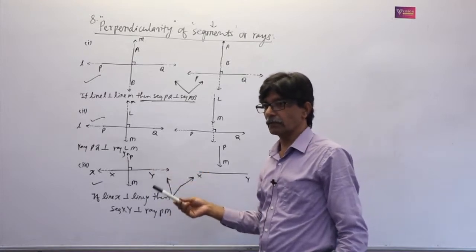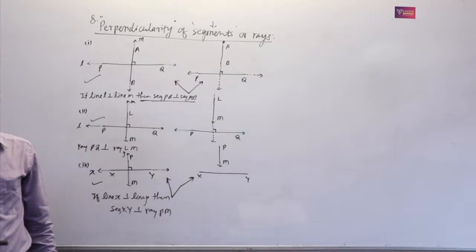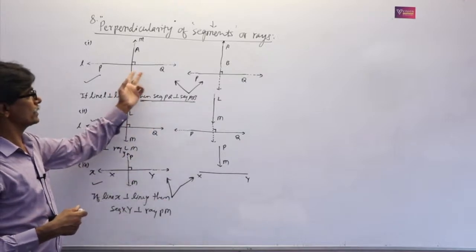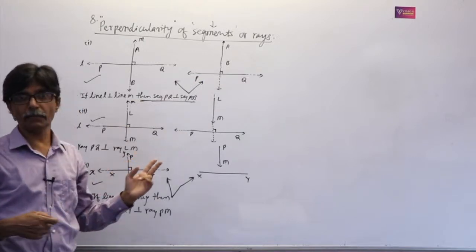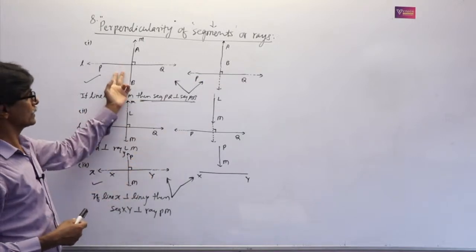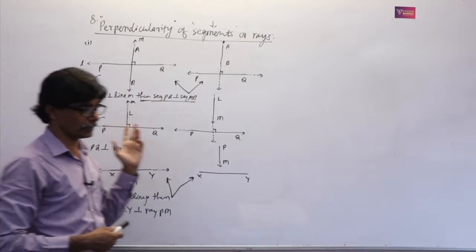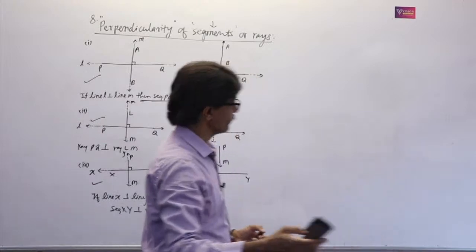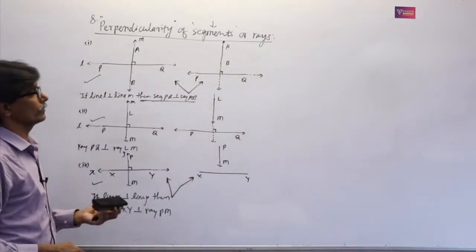they are said to be perpendicular to each other if the lines containing them are perpendicular to each other. If the lines containing two segments, two rays, one segment and one ray are perpendicular to each other, then the two segments, two rays and one segment and one ray are perpendicular to each other. Remember the definition, a very, very important definition, as long as the segments are said to be perpendicular to each other.